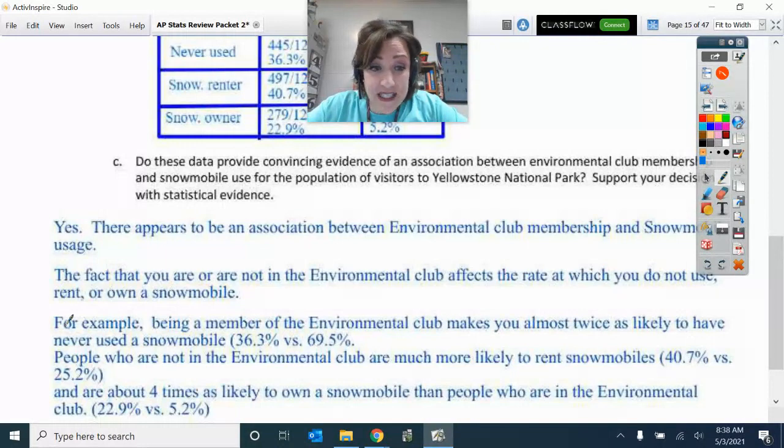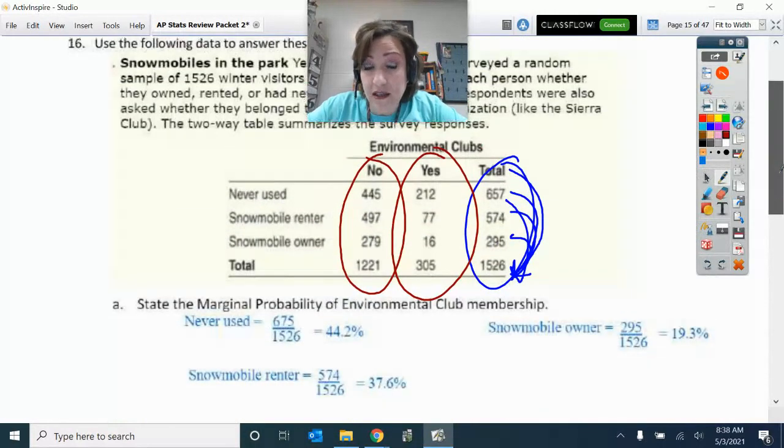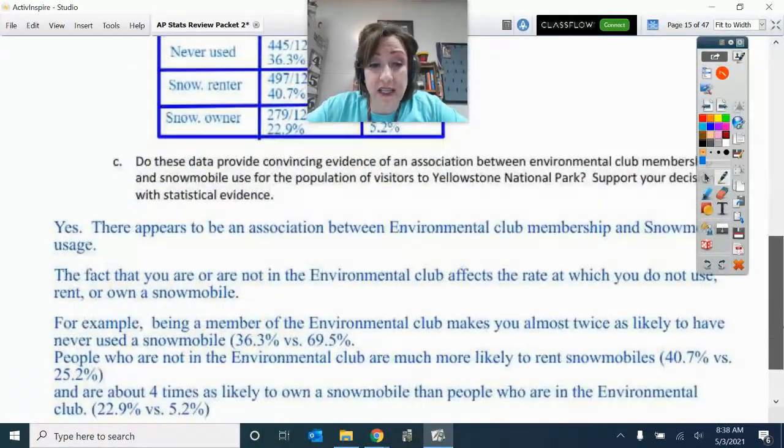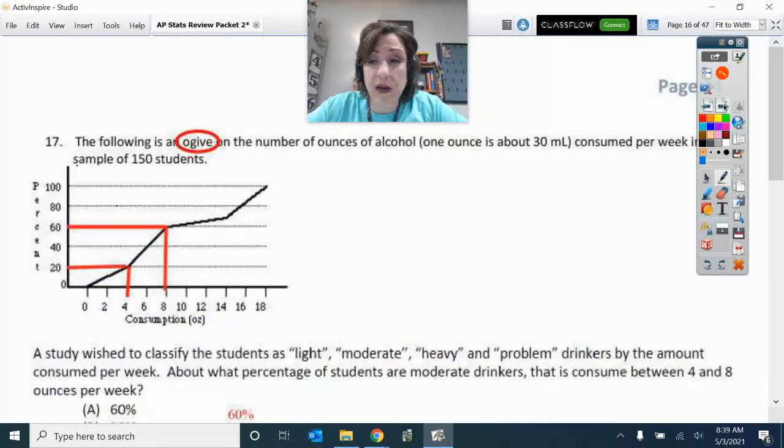And then you need to give an example. Now, on AP, they would expect you to give an example in all three categories. Okay, so you would have to do that example in all three categories. And so I did here and said which one's more, which one's less, that kind of thing to get full credit. All right, here we go.